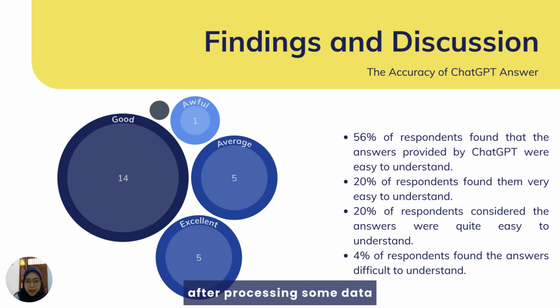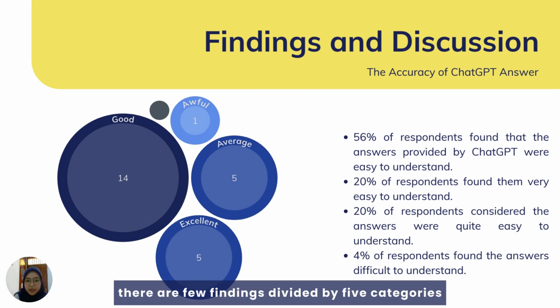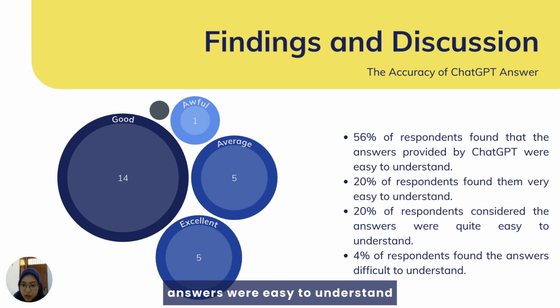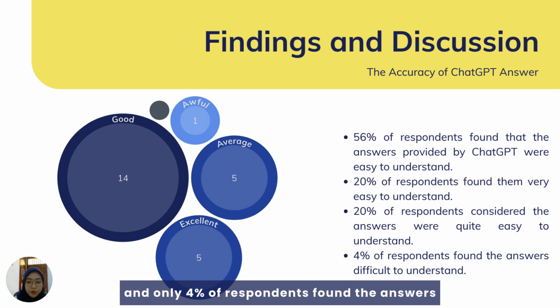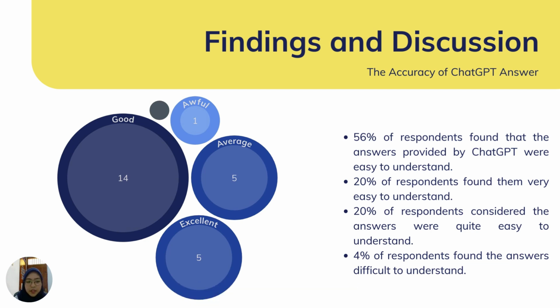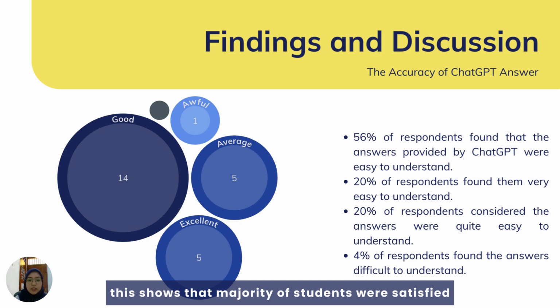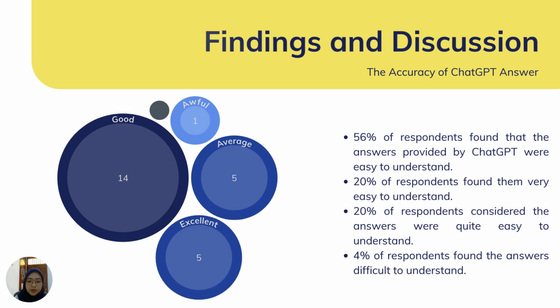After processing the data, there are a few findings divided into five categories. First is about the accuracy of ChatGPT answers. About 56% of respondents found that ChatGPT answers were easy to understand. 20% of respondents found them very easy to understand. Another 20% considered that the answers were quite easy to understand, and only 4% of respondents found the answers difficult to understand. This shows that the majority of students were satisfied with ChatGPT's answers.